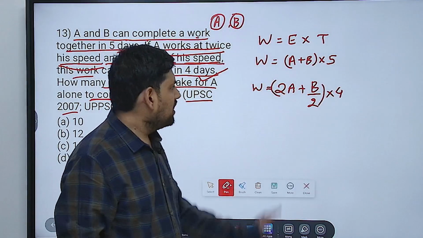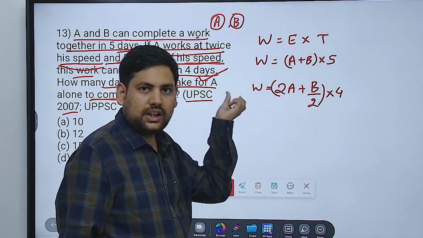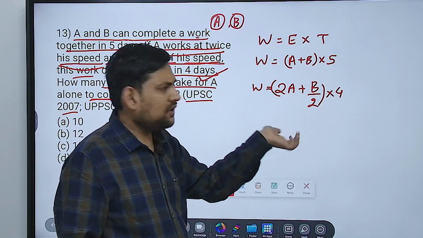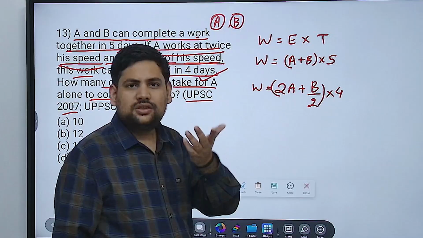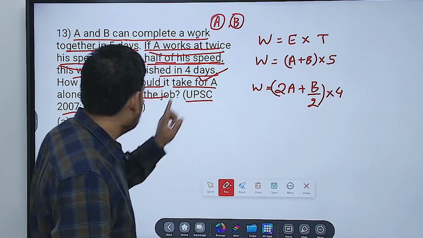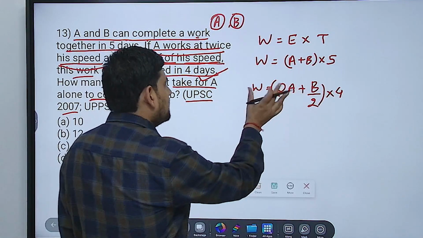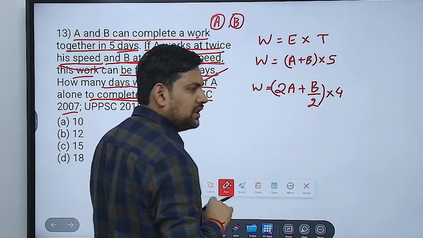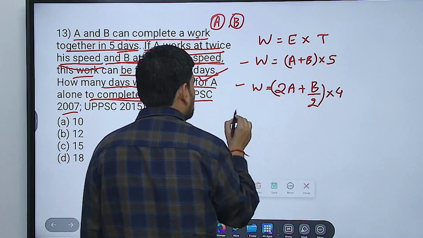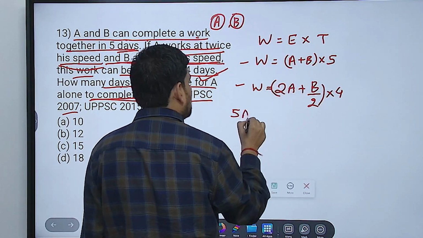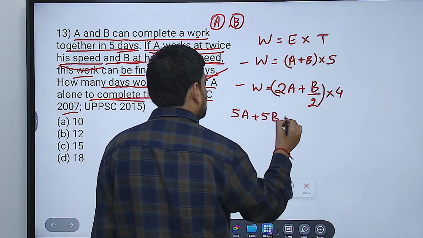Now it is asked how many days would it take for A to complete the job? Really simple. First we have to calculate work in terms of A or B, and then we can simply divide it by the efficiency of A and get the answer, because it is asked for A. So let's try to eliminate B in both of these equations. How can you do that? We equate them both. So what you get here is 5A plus 5B is equal to this.